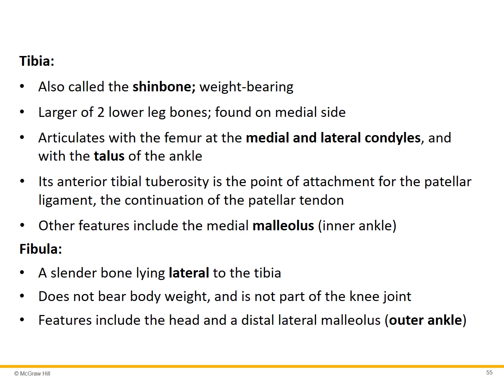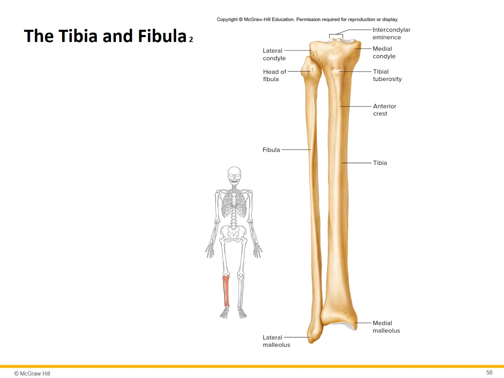The fibula is like a really nondescript bone. It doesn't have any real standout anatomical features. It's just very long and slender. Does not bear any of your body weight. It kind of acts as a brace. It's not part of your knee joint. It has a head, and then it has a distal lateral malleolus, so you can feel like a round ball on your outer ankle. This image shows, you can see the lateral and medial malleolus, and they're going to articulate with the talus.